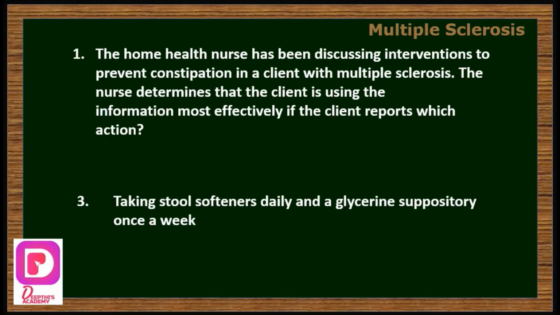Taking stool softeners daily and a glycerin suppository once a week. A glycerin suppository, bisacodyl suppository or digital stimulation may be used to initiate the process. Laxatives and enemas should be avoided whenever possible because they lead to dependence. So option number 3 is wrong.